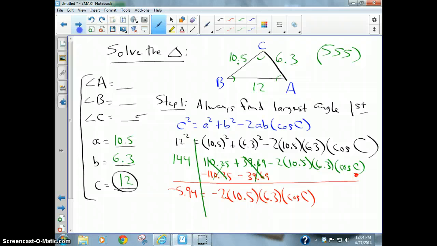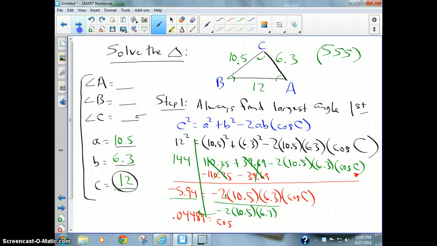Now, this is all times, people. Times cosine, times cosine, times cosine. So I got to divide by negative 2 and 10.5 and 6.3. I got to do the same thing over here. So negative 5.94 divided by negative 2 divided by 10.5 divided by 6.3. You do them all, and you get 0.04489. I'm going to write this in red.